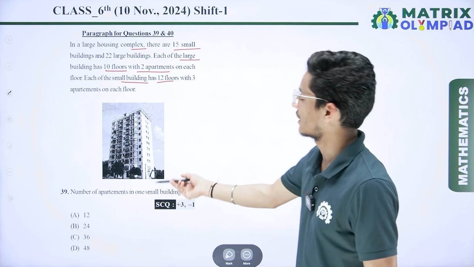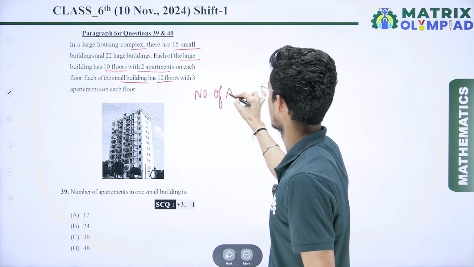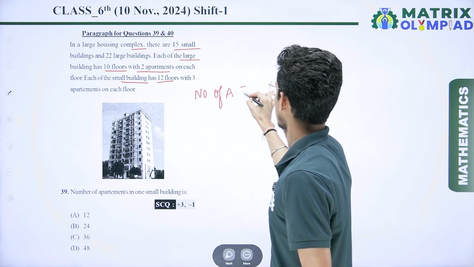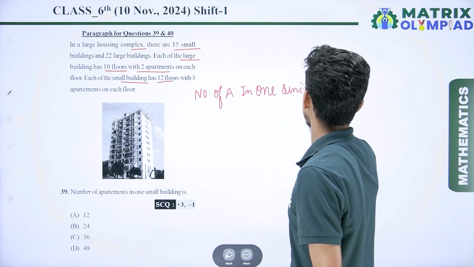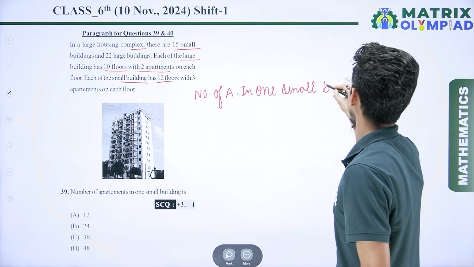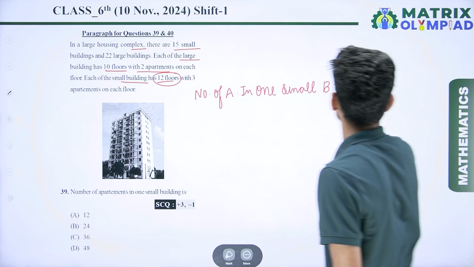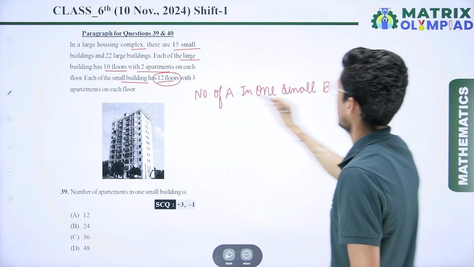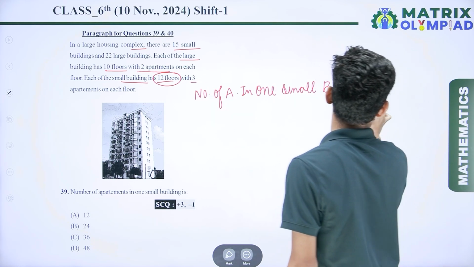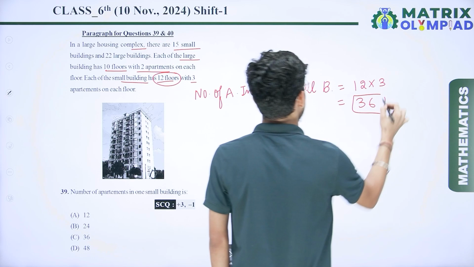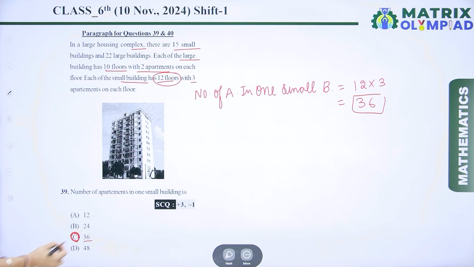So here we have to find the number of apartments. Okay, so I can write here number of apartments in one small building. So here in one building we have 12 floors, and multiply by each floor having 3 apartments. So 12 threes are 36 apartments in one small building. Okay, so where is 36 here? So option number C is the correct answer.